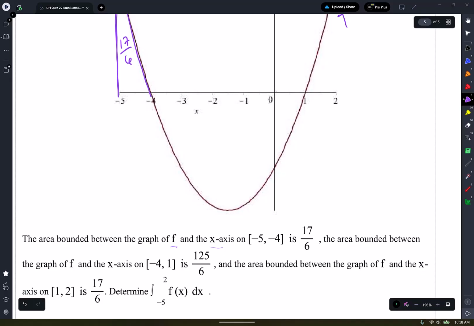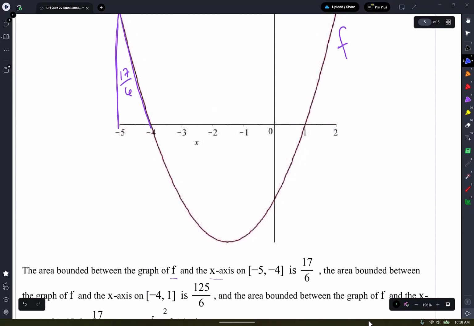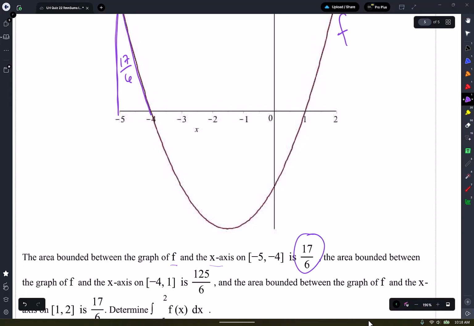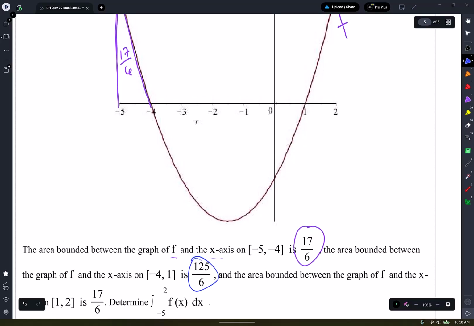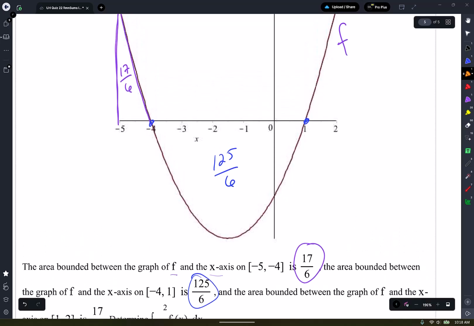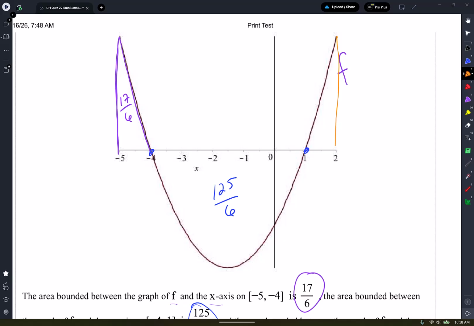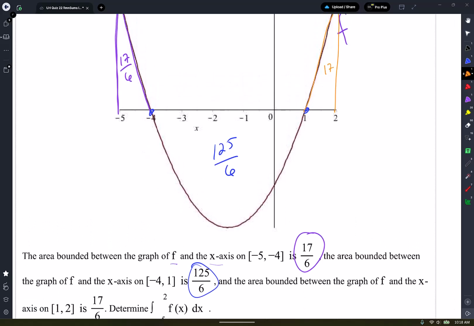The area bounded between the graph of f and the x-axis between -4 and 1. So I'm going to write this. So let me color code it for you guys. This one is purple. And I'm going to do the next one in blue. So this one is in blue. 125 over 6 between -4 and 1. And the area bounded between the graph of f and the x-axis between 1 and 2, so 17 over 6. I'll do that one in burnt orange. This right here, that is 17 over 6.